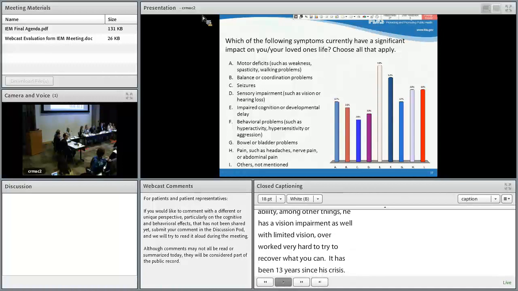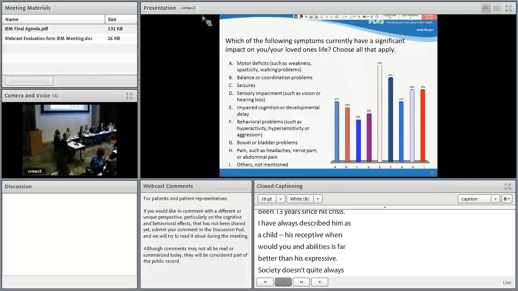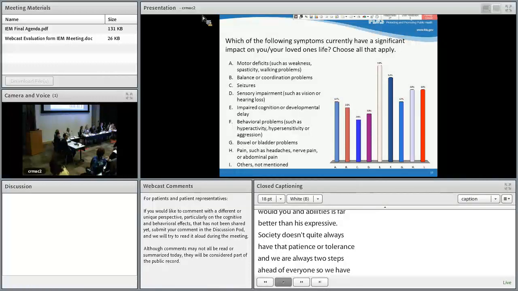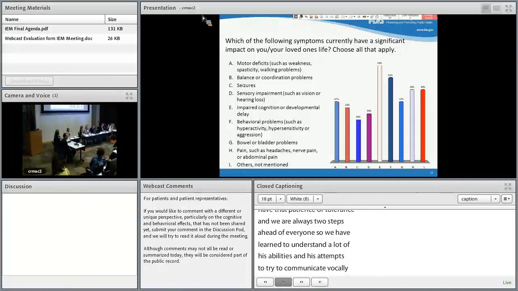I've always described him as a child whose receptive language and abilities are far better than his expressive. But society doesn't quite always have that patience or tolerance, and we are always 2 steps ahead of everyone. We have learned to understand a lot of his abilities and his attempts to try to communicate vocally over time, but most often it's dismissed.